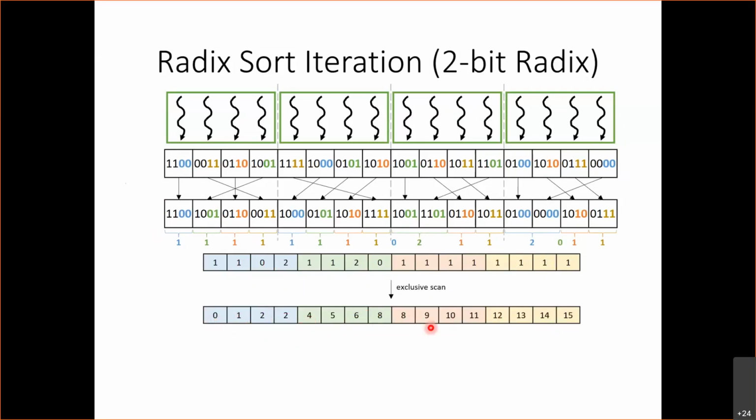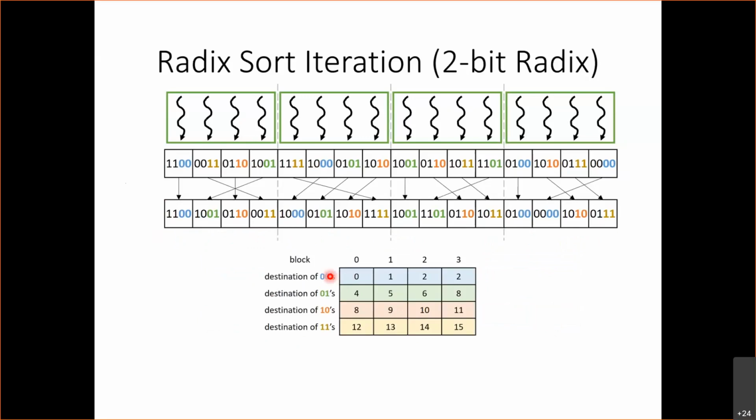For these elements, we have the number of 0,0s in all the blocks plus the number of 0,1s in all the blocks plus the number of 1,0s in the previous blocks. For these elements, we're going to have the number of 0,0s and 0,1s and 1,0s in all the blocks and the number of 1,1s in the previous blocks. Okay, so then this array over here, we go back and look at it like this. This is going to give us the destinations of the 0,0s, the 0,1s, the 1,0s, and the 1,1s for each thread block.